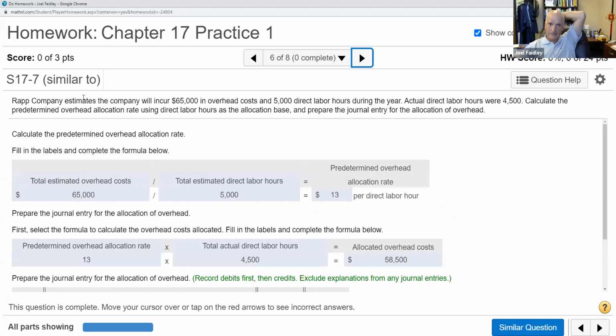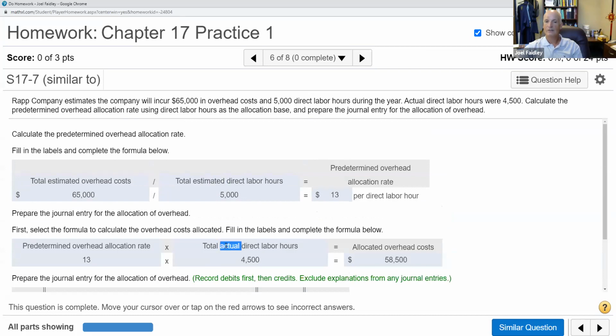Here they estimate, again, they're talking about budgeting, predetermined overhead rate, 65,000 and 5,000. So they're going to allocate $13 every time one direct labor hour is used. That's what's coming out as a credit. All right. So if my actual, that's the key term there, actual, see it? This is based on estimated.